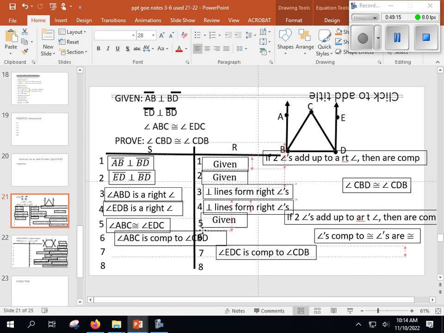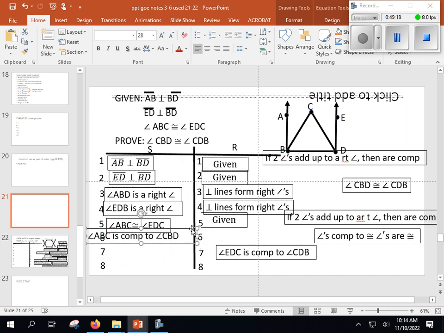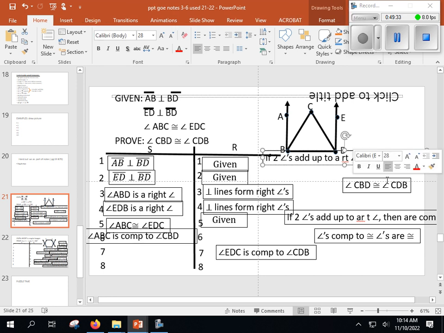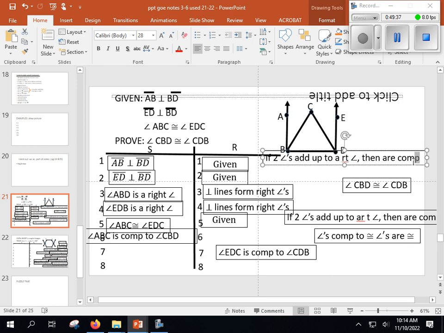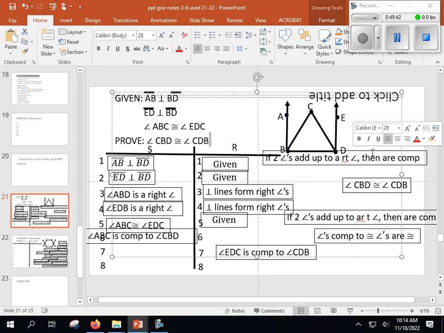How do we know that those were complementary? They're right beside each other. That's true, they're right beside each other, but look at what it says, Michael, in the boxes. If two angles add up to a right angle, then they have to be what to each other? Complementary. We're not messing up my box, are we? Not trying to.